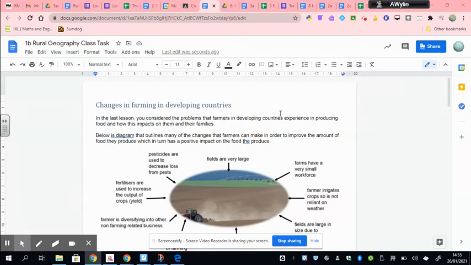Okay, in this tutorial, I'm going to help you answer two key exam questions that are linked to the topic rural geography, especially when referring specifically to the changes that have been happening in farming and in rural areas in general in developing countries. So the key here is we're dealing with countries in the less developed world.